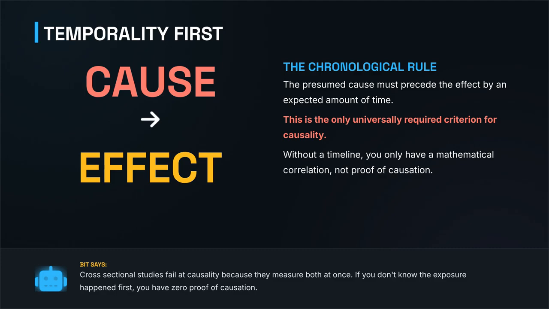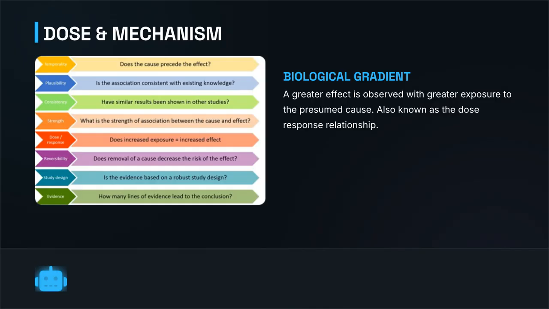The board examiners will test this concept relentlessly. Whenever you are asked to identify the absolute most important factor for proving a causal link, you must always select the option that confirms the chronological timeline. Dose and mechanism comprehensively cover the concepts of biological gradient and scientific plausibility.